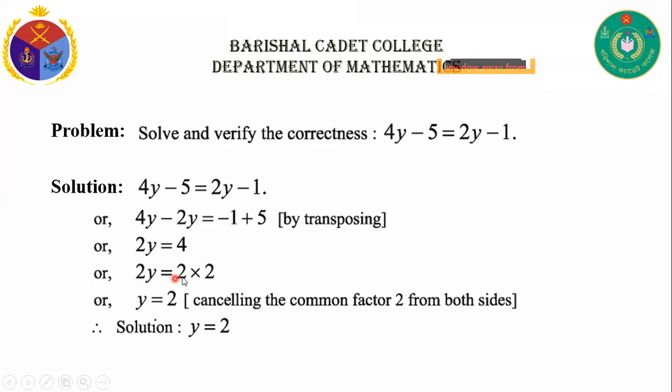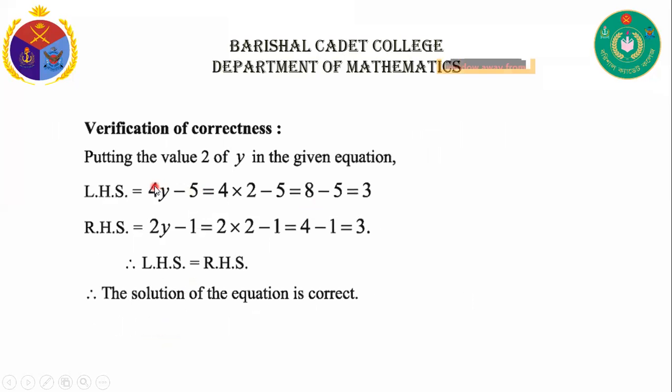That means 2y equal to 4, so y equal to 2, by the cancellation law, cancelling the common factor. The solution is y equal to 2. Now we verify, putting the value 2 of y in the given equation. Left hand side: 4y minus 5 equals 4 into 2 minus 5, that is 8 minus 5 equals 3. Right hand side: 2y minus 1 equals 2 into 2 minus 1, that is 4 minus 1 equals 3. Left hand side equals right hand side, so the solution of this equation is correct. So we verified our solution.